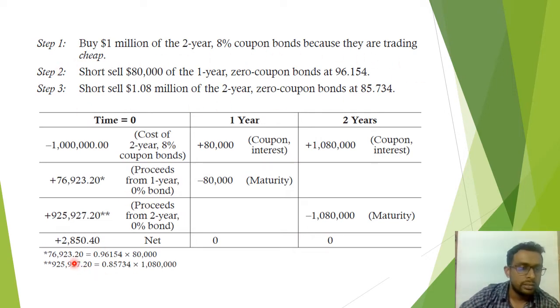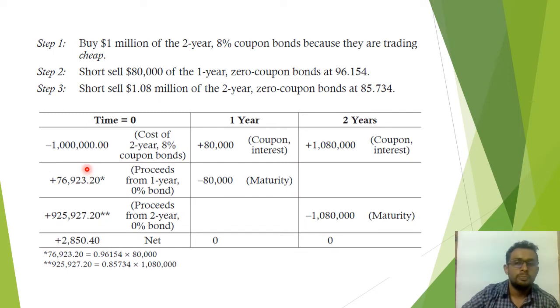Okay, since we have found out the discount factor is 96.154 and 0.85734 by using the previous slide. If you see the previous slide, it will be given like the price of the bond for 1 year would be 96.154, divide by 100, we'll get the discount factor. So multiplying it with the principal that we have bought, then we'll get the price, the amount of money we need to pay or receive at the beginning of the investment.